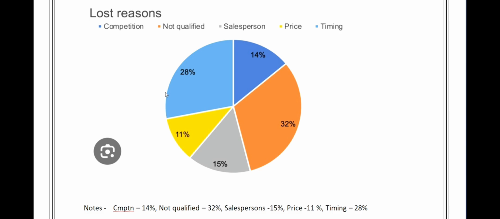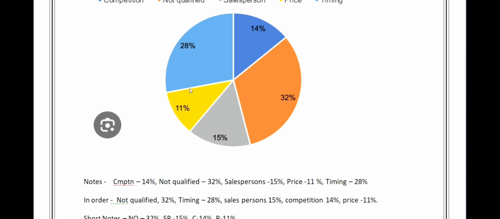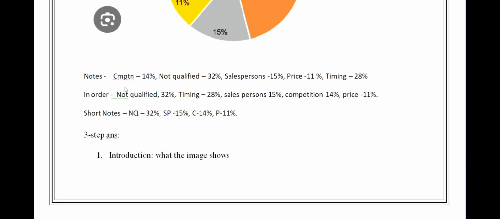So let's see. The title says Lost Reasons. What are these lost reasons? It is regarding competition, which was 14%. Then it is not qualified, standing at 32%. Salespeople 15%, price 11%, and timing 28%. What have I done? I have made some quick notes. As and when I was reading, I made the notes. So this is the form.